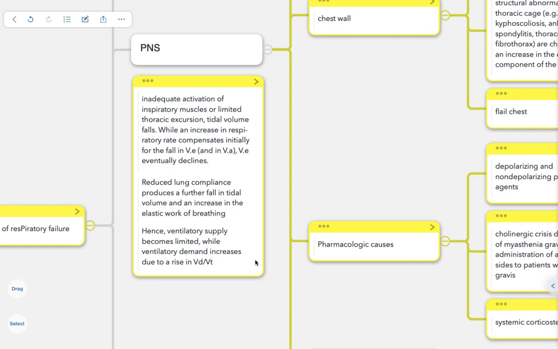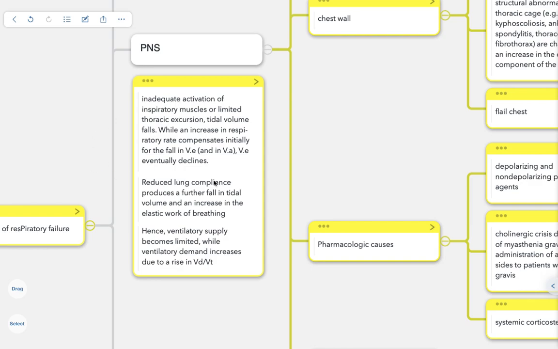While there is an increase in the respiratory rate in response to this, the minute ventilation still keeps on decreasing. So, as a result of all these, there is a reduced lung compliance. Whenever you have a reduced lung compliance, that further leads to a fall in the tidal volume and an increase in the elastic work of breathing. We have work of breathing; there are two components. There is an elastic component and there is the resistance component. So, the elastic component is affected by a decrease in the compliance. Hence, the ventilatory supply becomes limited while the ventilatory demand increases. This happens due to a rise in the VD by VT ratio.